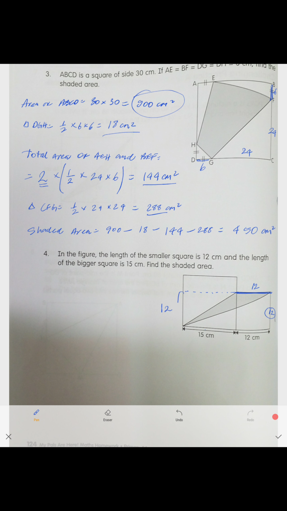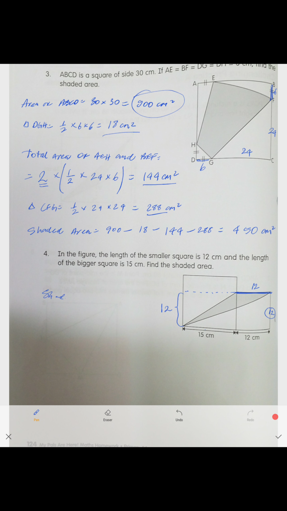So we have our height of 12, right? That's it. We have a 12. We have the height 12, the base 12, and that's all. This is our triangle. We need to find the shaded area.